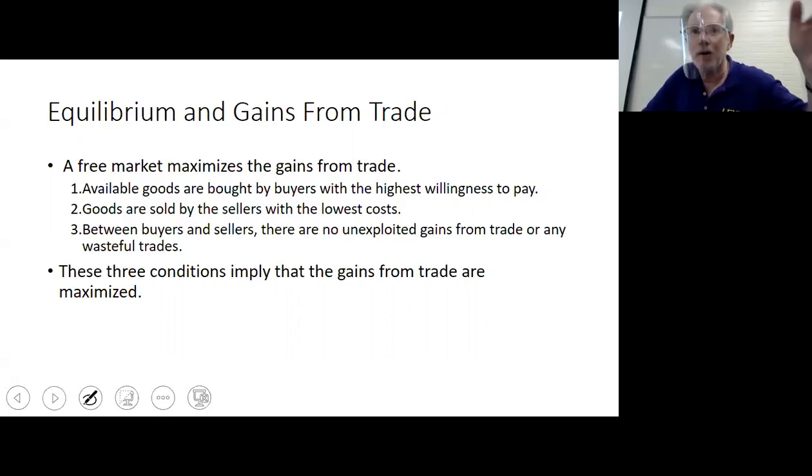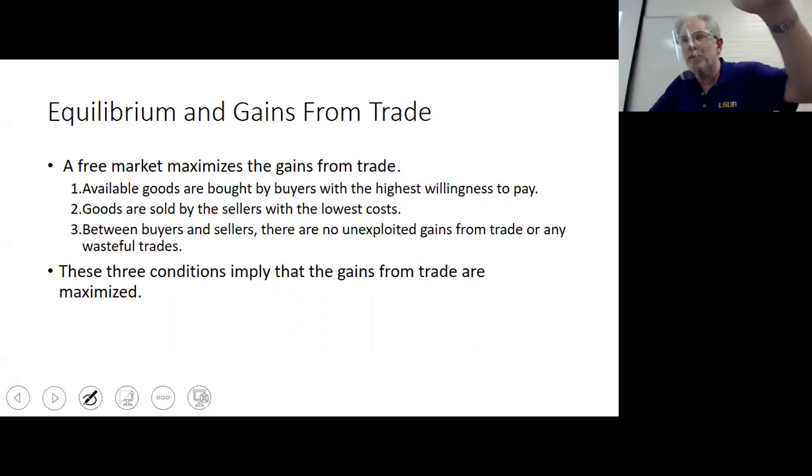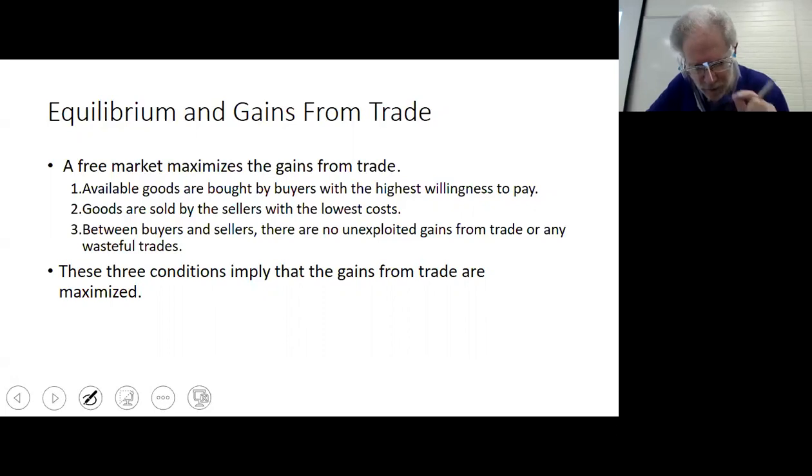Sellers with a high cost of production are not going to produce. If their opportunity cost is higher than the equilibrium price, they're not going to produce at all. They're only going to produce if the price is really high. So whatever is available is purchased by the consumers who value it the most. The goods are produced by the producers who have the lowest cost. And the third part, there are no unexploited gains from trade or any wasteful trades.